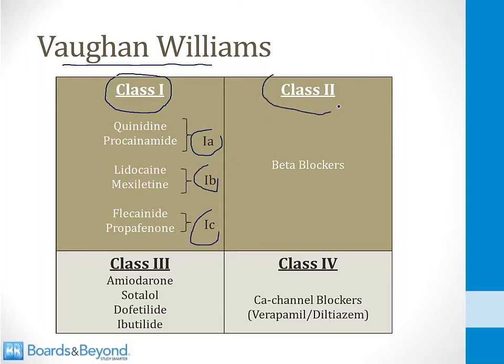The class 2 drugs are beta blockers, which you may be familiar with from the treatment of hypertension. These drugs also have antiarrhythmic properties. The class 3 drugs are drugs that block potassium channels. And then finally, the class 4 drugs are drugs that block calcium channels. And we'll talk about all of these in this module now.